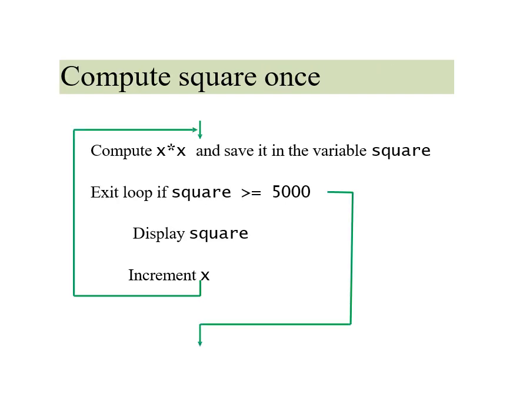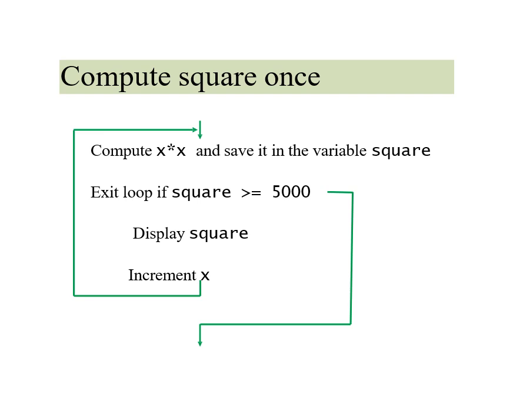So here is the structure, this new structure that I think is the logical structure. First thing you do is compute x squared and save it in a variable. I'm using square here. Then after you do that, you do your exit test. And you don't recompute the square because you saved it in square. So the exit test is not at the very beginning. It's in the interior of the body of the loop.